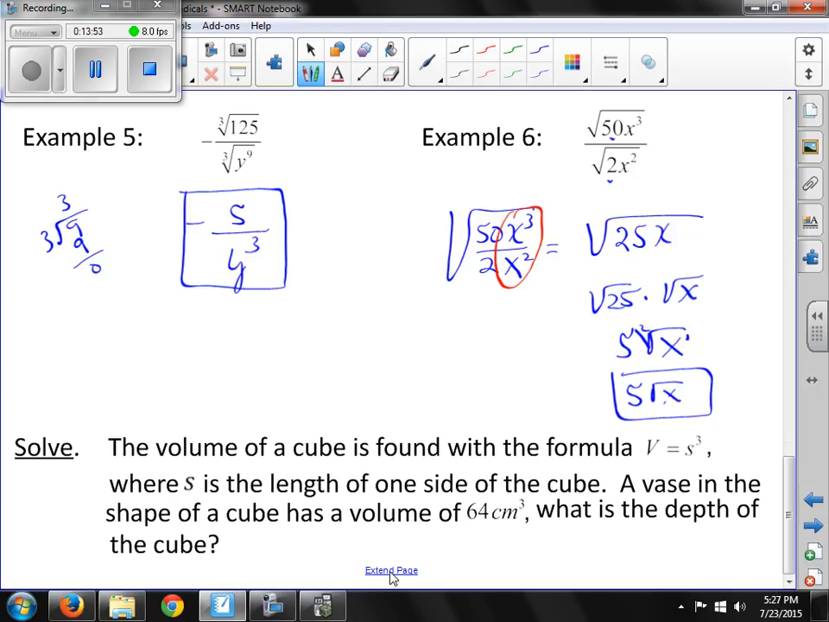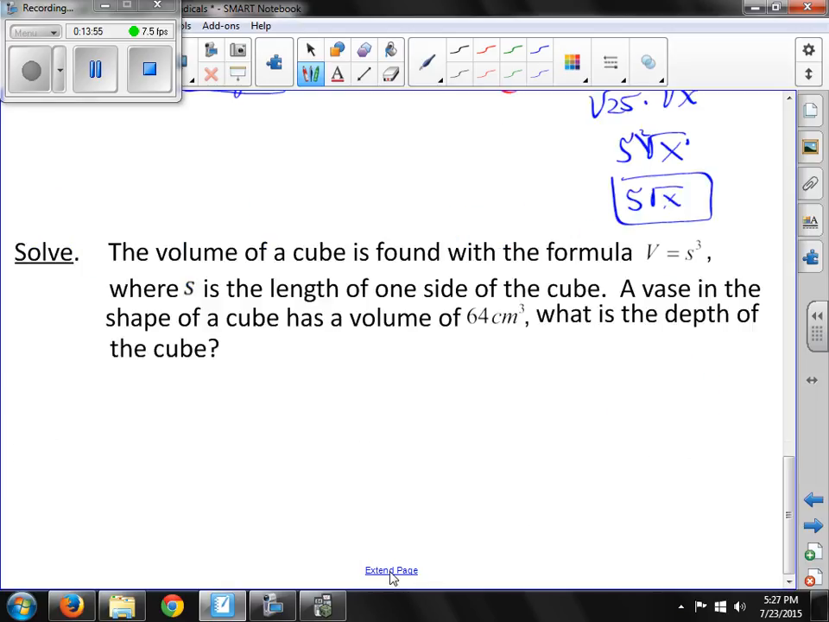This is the last problem on this video. The volume of the cube is found to be, with this formula, v is equal to s cubed, where s is the length of one side of the cube. A vase has the shape of a cube, and it has a volume of 64 centimeters cubed. What is the depth of the cube?